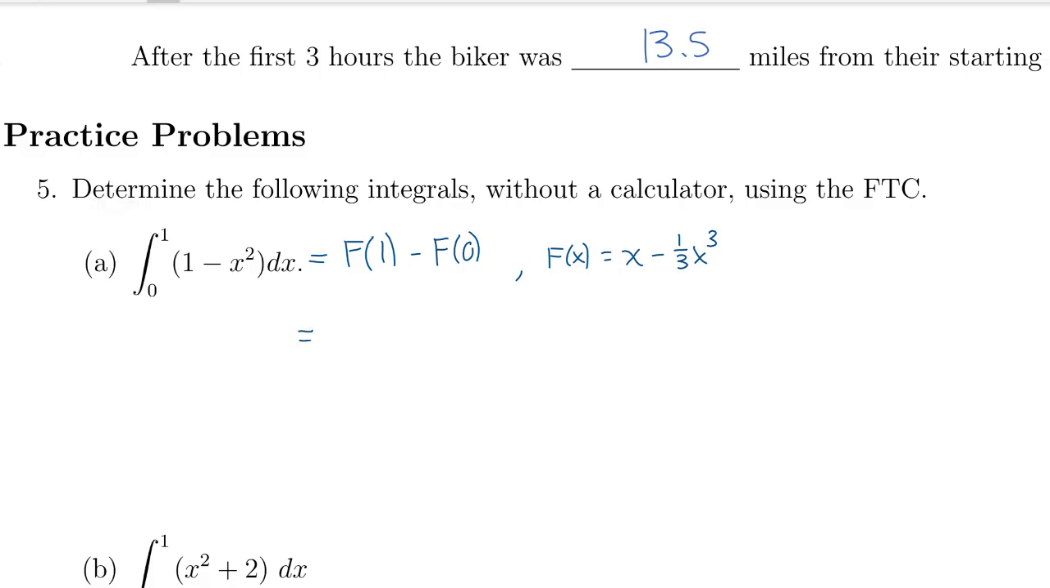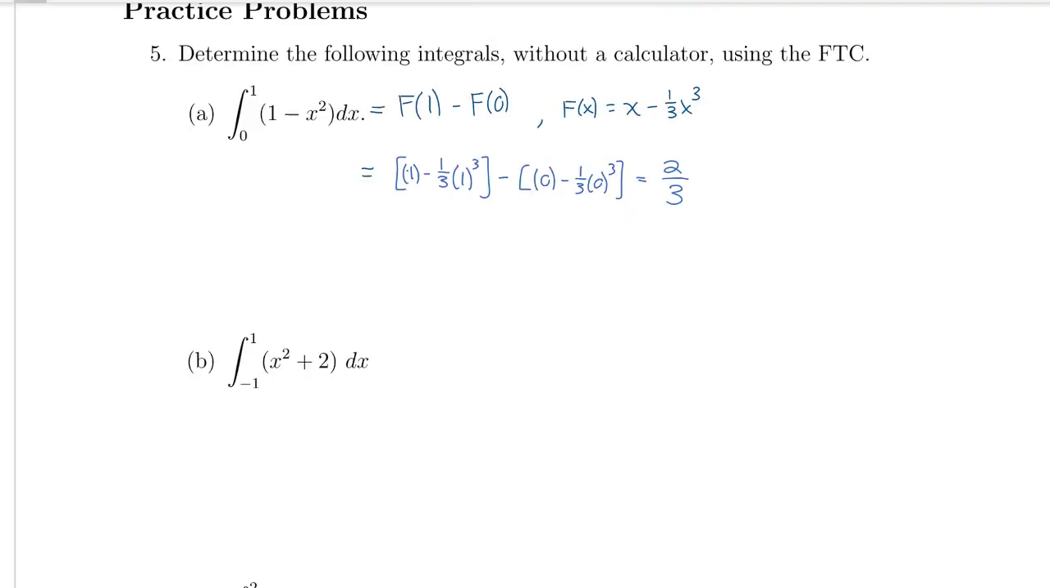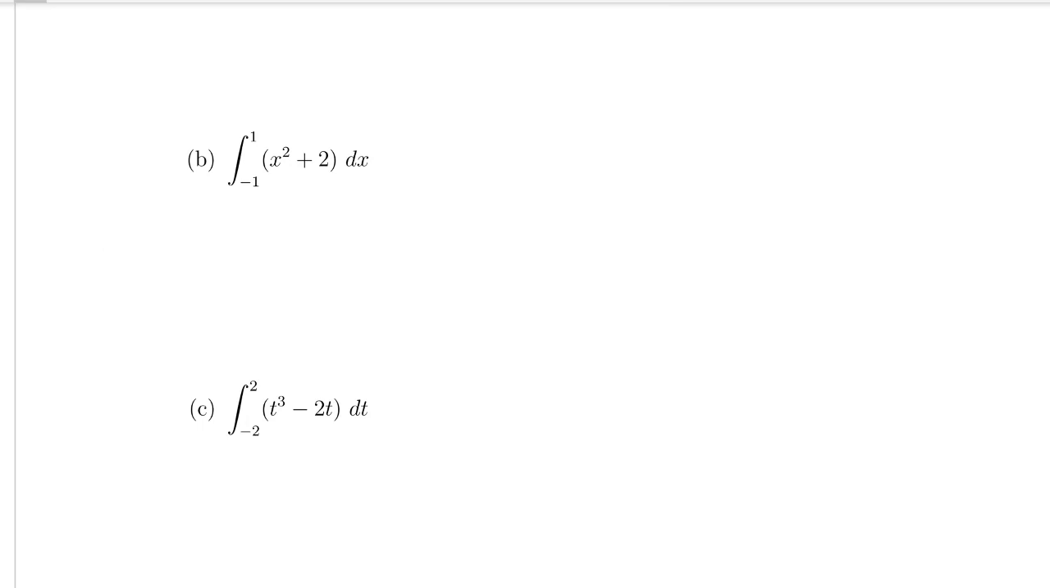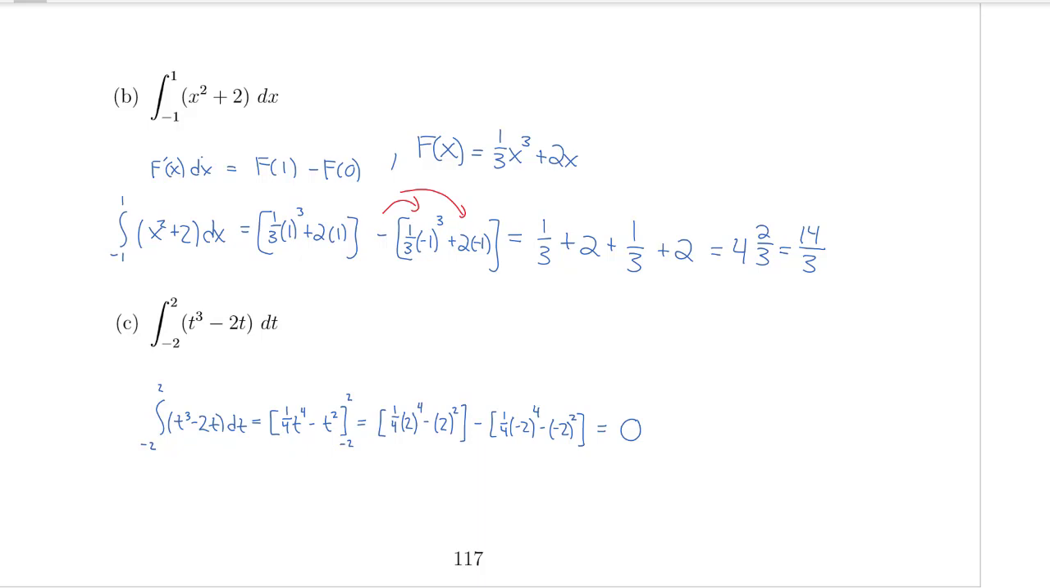From here, we just plug these values in and evaluate. I've included the brackets there just to emphasize where those terms are coming from. So f of 1, when you plug in 1 into that antiderivative f, that's what you should get there. And then similarly, plugging in 0, you should get that value there. And so that gives you a final solution of 2/3 in this case. So go ahead and pause and try B and C on your own, and I will provide you with those solutions.